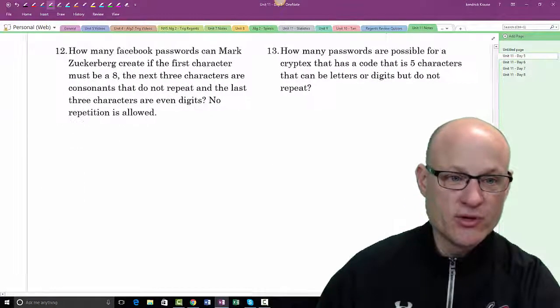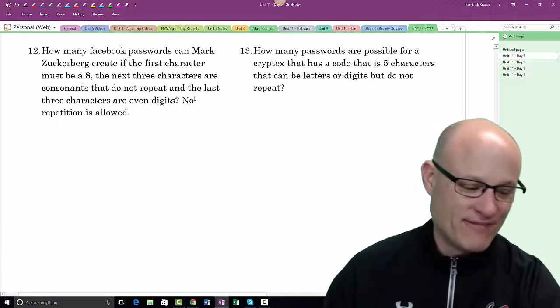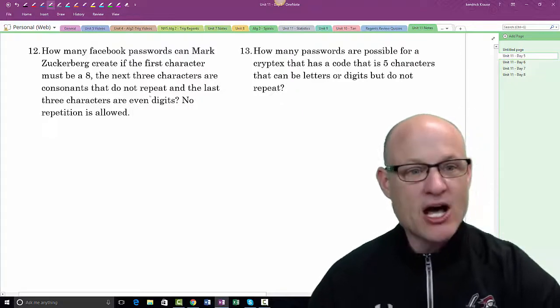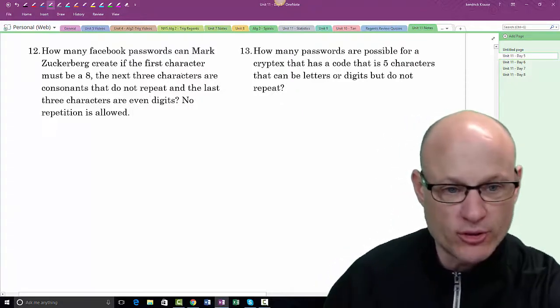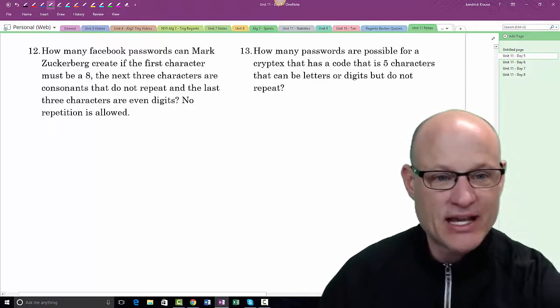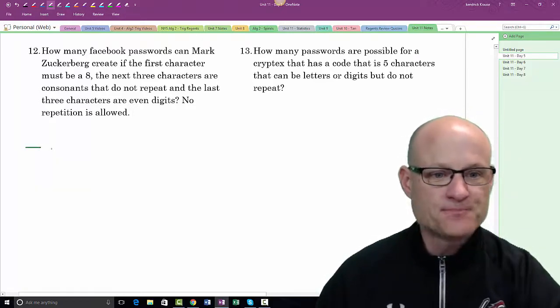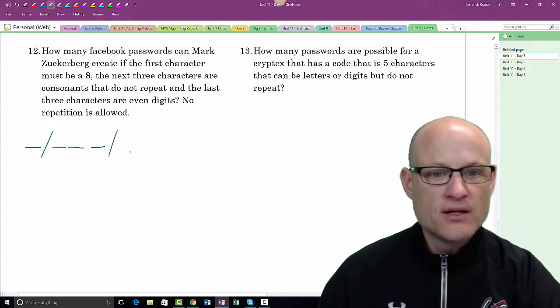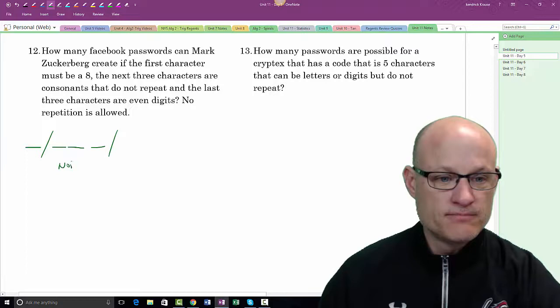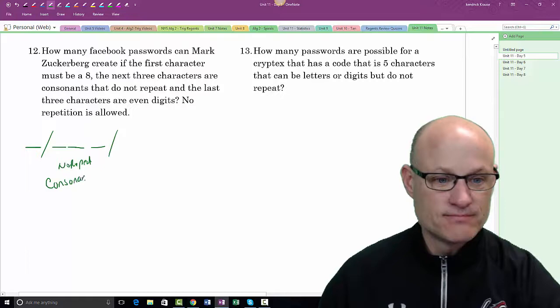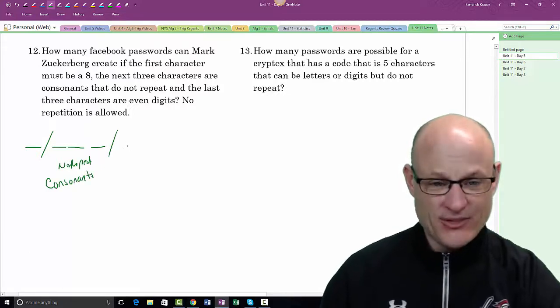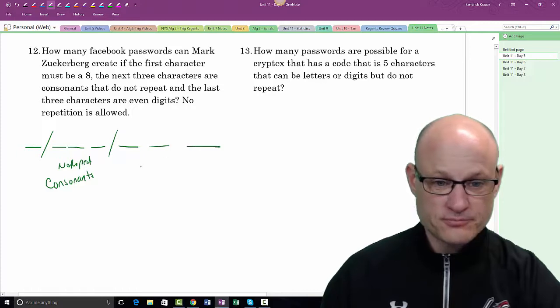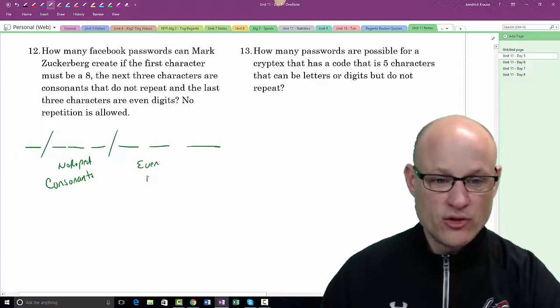Almost done, kids. Almost done. And hopefully this worked out for my boy Mark Zuckerberg. How many Facebook passwords can Mark Zuckerberg create if the first character must be an 8? The next 3 characters are consonants that don't repeat. No repeat. The last 3 characters are even digits. Even. No repeat.